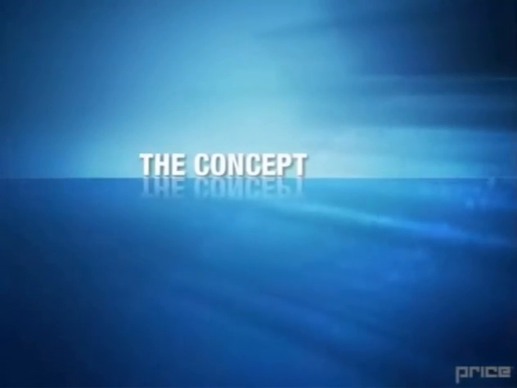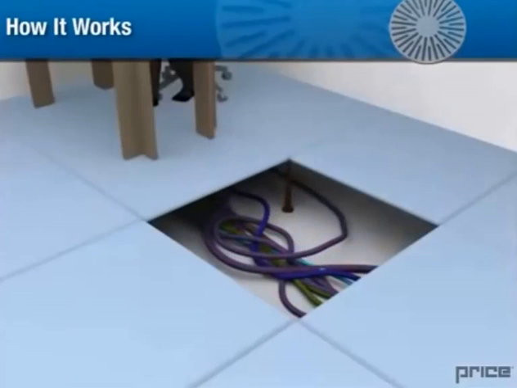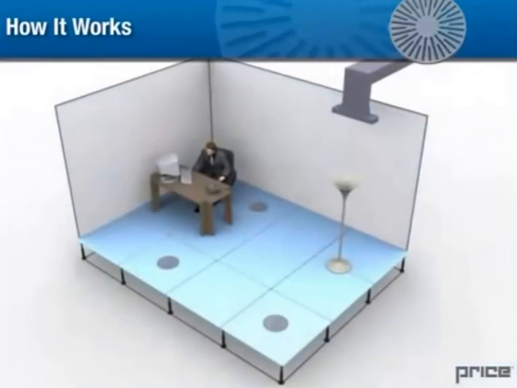The concept. A raised floor system can provide space for network cables, telephone lines, and video cables to be easily routed underneath the floor. What's more, diffusers can be installed in the floor tiles, and the raised floor system can be used as an efficient and flexible method of air distribution.